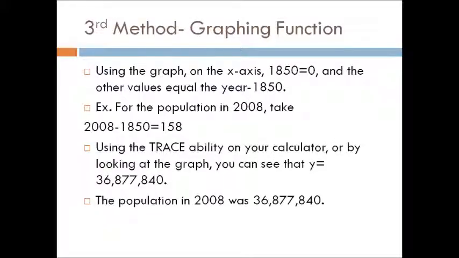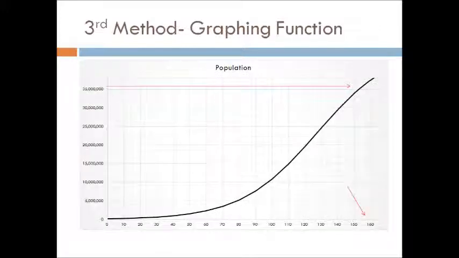This is where those other numbers on the data table come in handy. Using the graph on the x-axis, 1850 equals 0, and the other values equal the year minus 1850, or the numbers in parentheses. For example, if you're trying to find the population in 2008, you take 2008 minus 1850, and you get 158. Using the traceability on your grapher, or just by looking at the graph, you can see that y equals 36,877,840. So, the population in 2008 was approximately 37 million. Here you can see where that data falls on the graph.